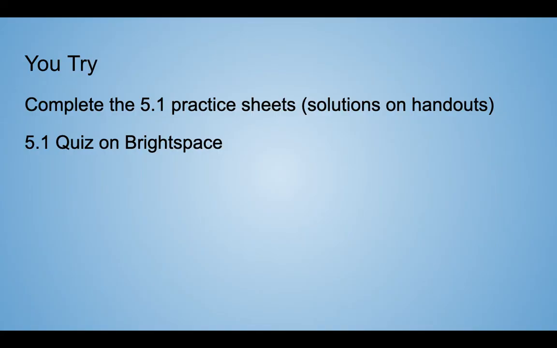Okay, so that's it for the lesson. What I've done is I've created 2 practice sheets, one on surface area and one on volume. And the answers are included on the handout so you can check your solutions. Once you finish that and you feel comfortable, you can go ahead and try the 5.1 quiz. There are only 2 questions. One's on a rectangular prism that you have to find the volume and then surface area for. And then the second one is on a triangular prism that you have to do the same.